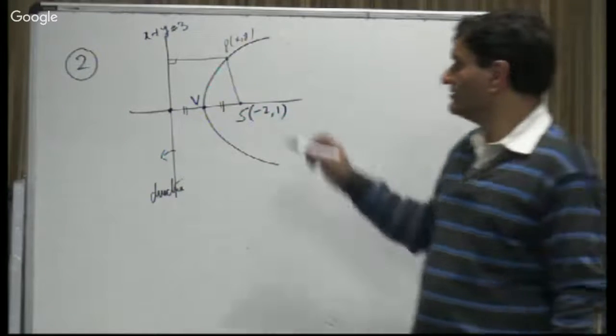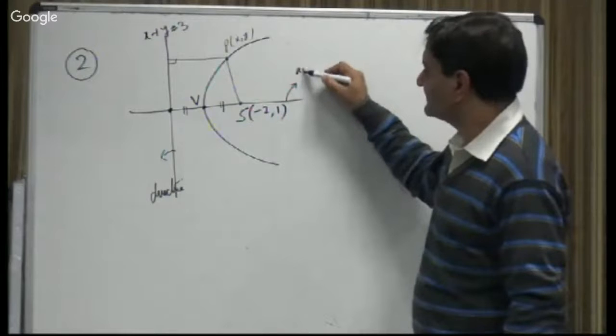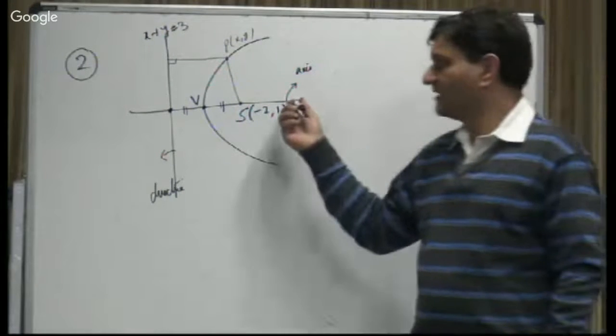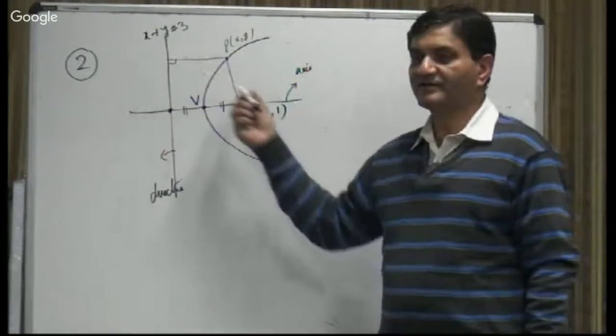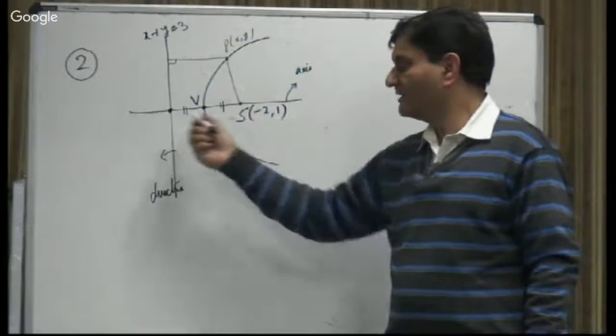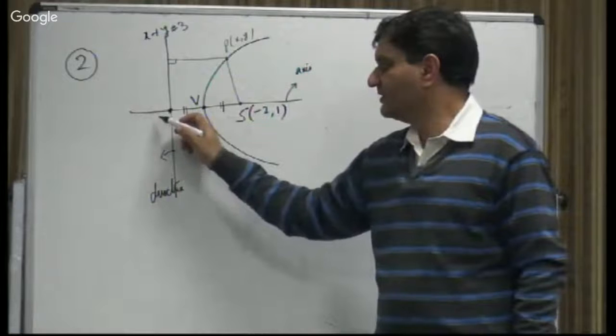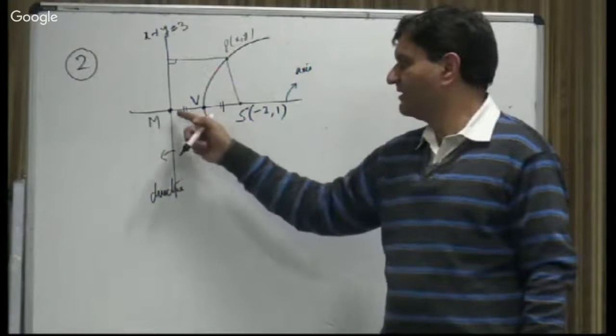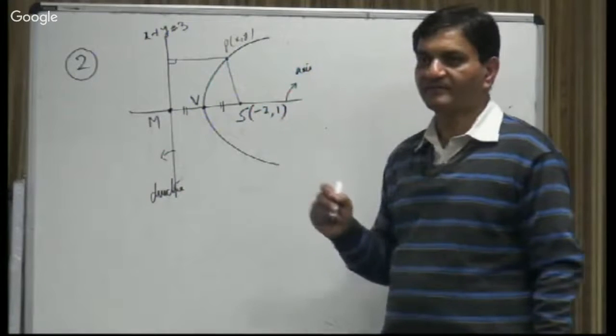So what you do is, you first find the equation of the axis. What will be the equation of the axis? After finding the equation of the axis, you find the point of intersection of the directrix and the axis. You will get this point. Let us say this point is M. And then once you have this point M, you can find the midpoint of MS.